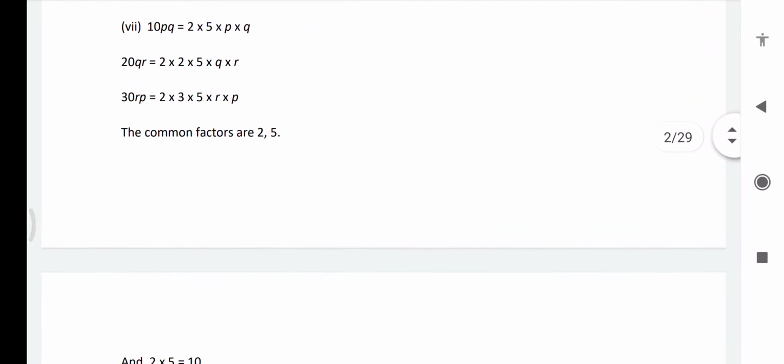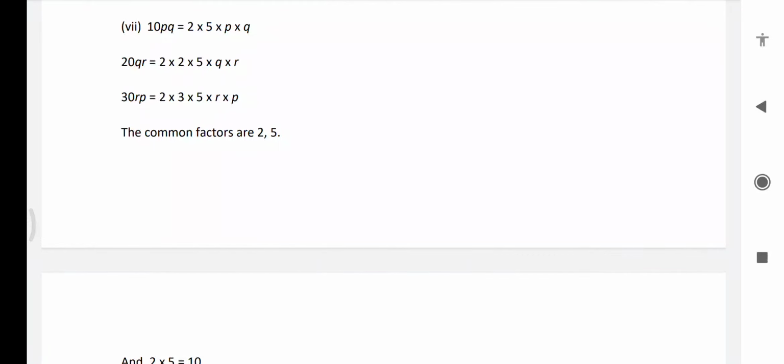Now 7 number. 10 PQ. 2 multiply 5 multiply P multiply Q. 20 QR. 2 multiply 2, 2 2s are 4, 4 5s are 20. Q multiply R. 30 RP. 2 multiply 3 multiply 5 multiply R multiply P.